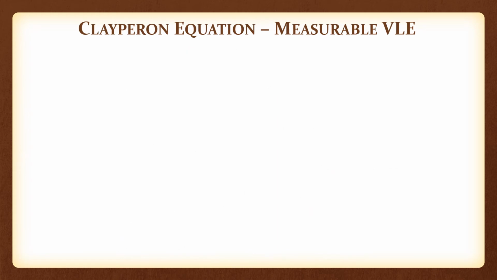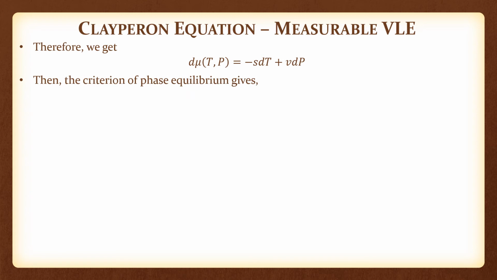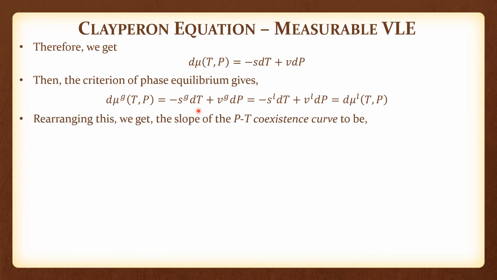Therefore we have dμ at T,P is −S dT + V dP. All right. The criterion for thermodynamic equilibrium, phase equilibrium, gives dμ for the gas equal to dμ for the liquid, with the superscript g denoting the vapor or gas phase and l denoting the liquid phase. So we just equate these two relations, and then we can collect the terms involving temperature and pressure. We can then get the slope of the PT curve, because we can get dP/dT. So dP/dT is (S^g − S^l) divided by (V^g − V^l).